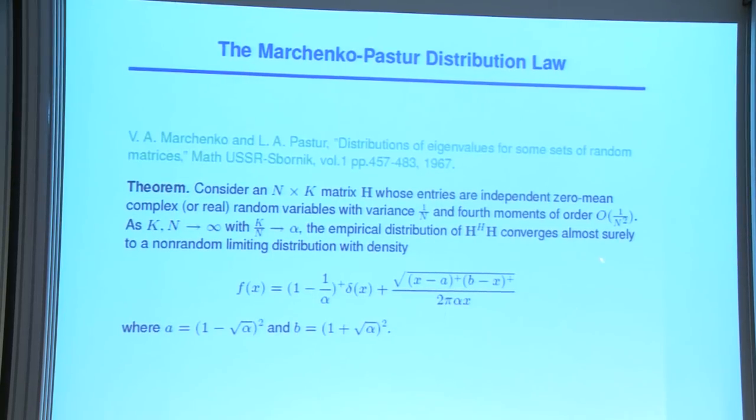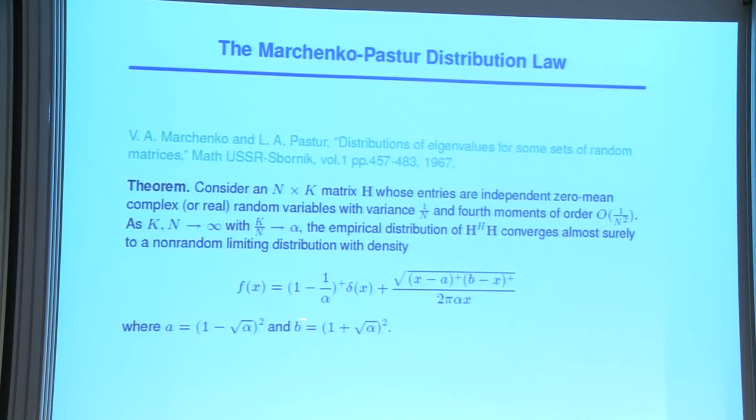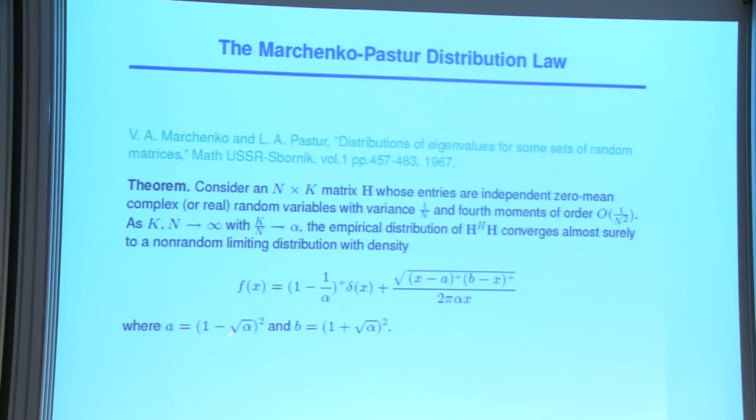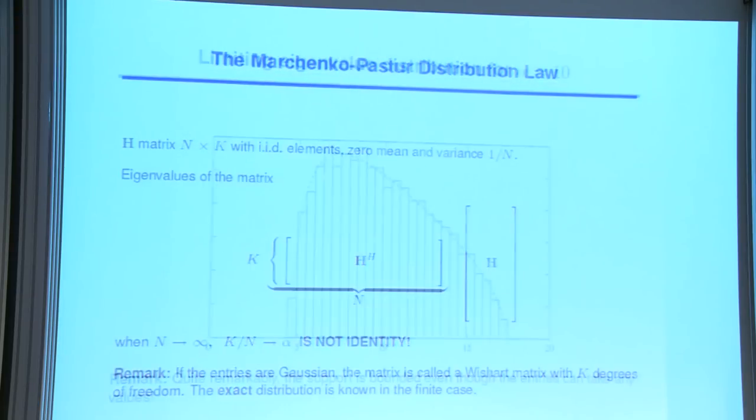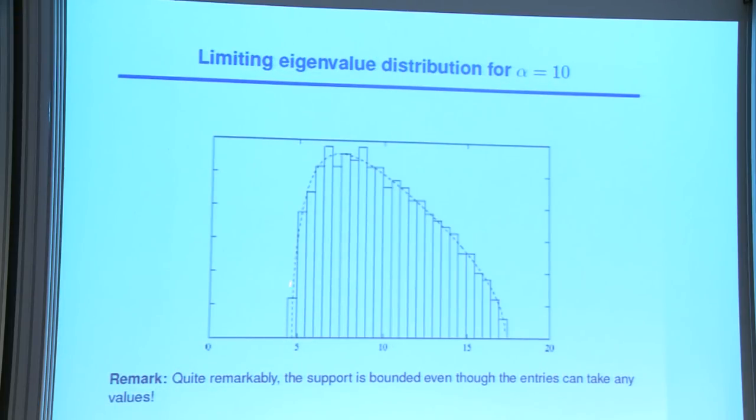What's interesting is not the formula. There are two things about the formula which are interesting. The first thing is that the formula depends at the end only on alpha, meaning the ratio between K and N. The second thing is that this distribution has a compact support, lower bounded by 1 minus root alpha squared, and upper bounded by 1 plus root alpha squared. To give you an example, it's something like this that you get.